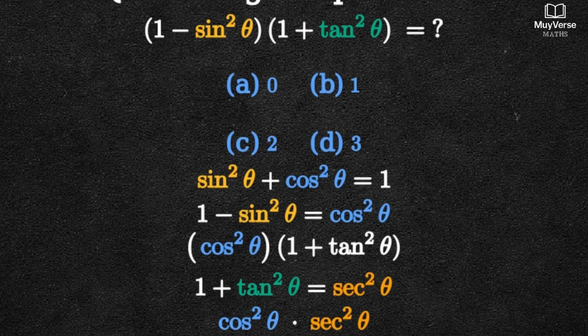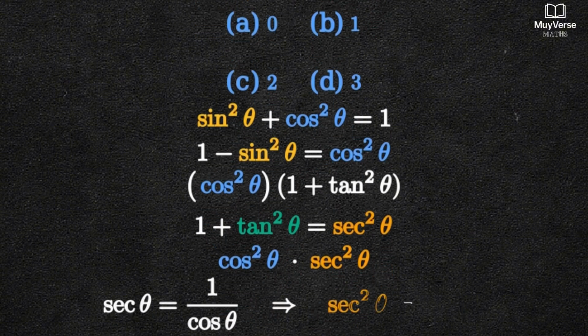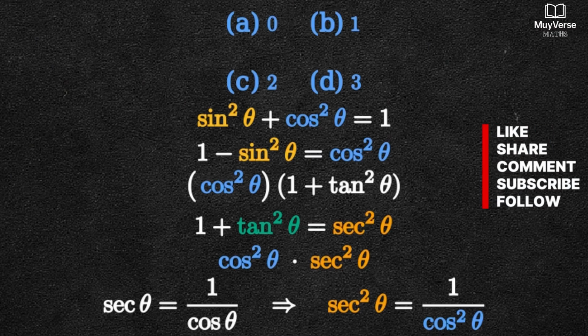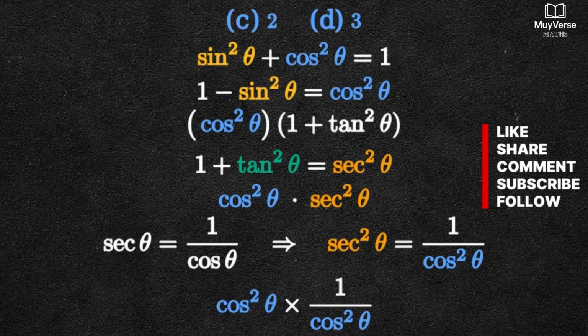Step 3. Use the reciprocal identity. Sec theta equals 1 over cosine theta. So sec squared theta equals 1 over cosine squared theta. This turns our product into cosine squared theta times 1 over cosine squared theta.